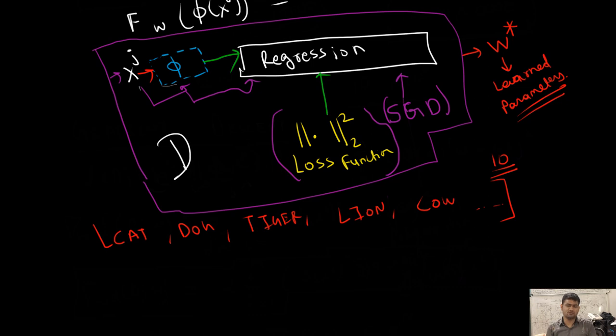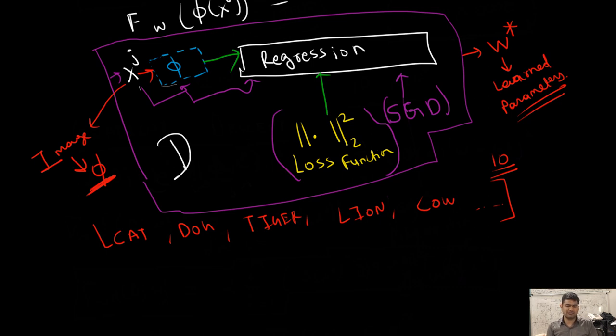The first thing that you'll have to do is select a feature function that takes your regular image as an input and maps it to some vector. So you have to construct a phi. And this is one of the most difficult parts of the problem in pattern recognition. So here we are trying to recognize a pattern in an image to say whether this image belongs to a cat or a dog or a tiger or a lion or a cow.